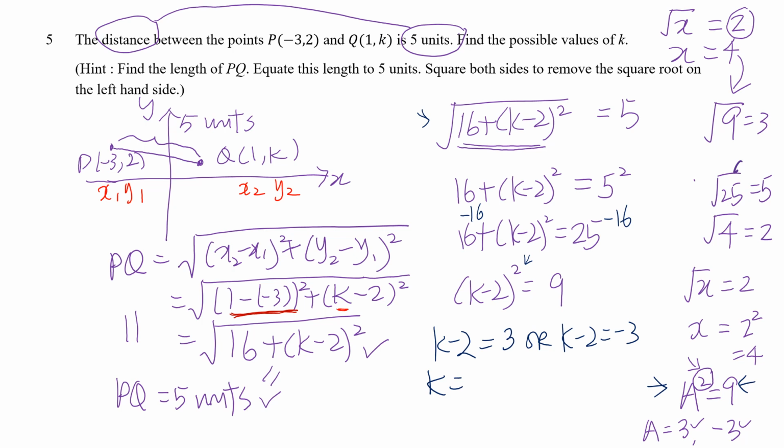So I would get k equals 5, or k equals negative 3 plus 2, which gives you negative 1. Okay. So how would the point look like? That means your Q can be (1, 5), or your Q can be here, which is (1, negative 1). So that's why there are 2 possible values of k.